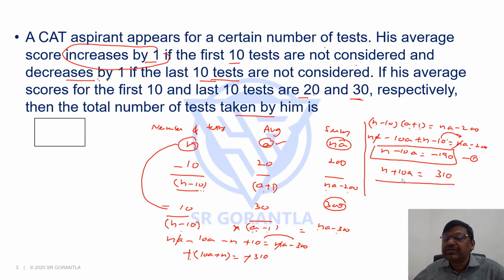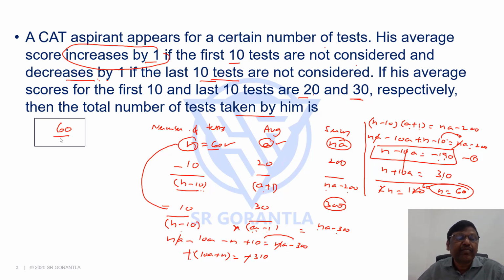If we add both, 2N equals minus 190 plus 310, which is 120, or N equals 60. What is N we assumed? Number of tests we assumed. So the number of tests is 60. Our answer is 60. Right?